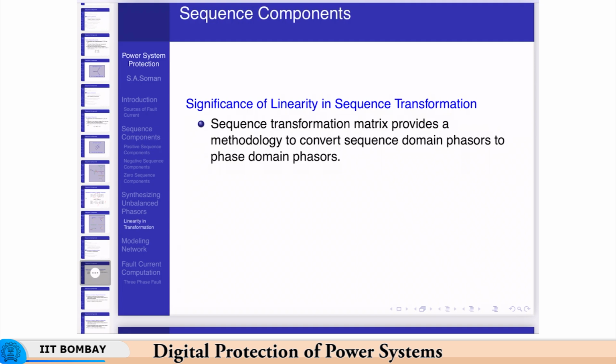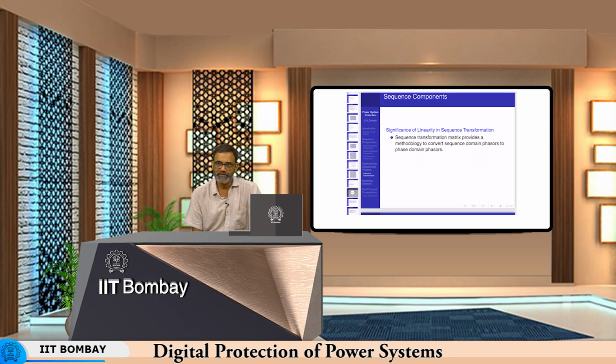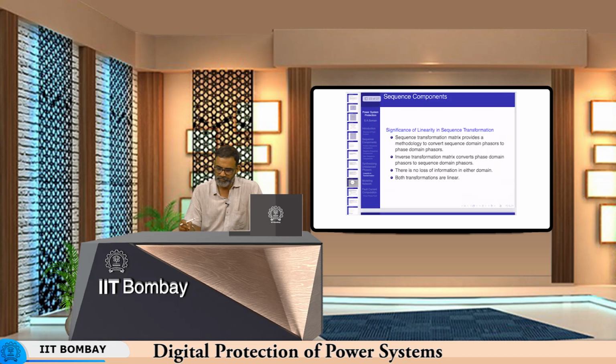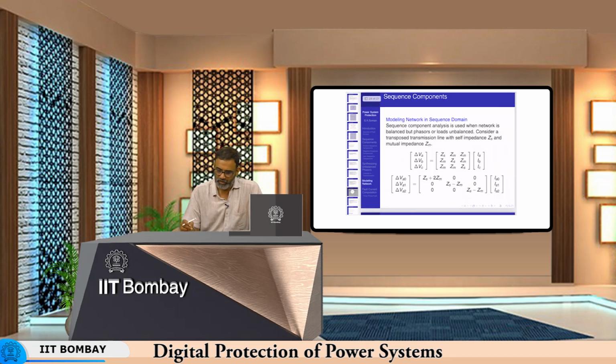As we said earlier, from a computation standpoint, there is not much to be gained by doing your fault current computations in the sequence domain. You can as well do it in the phase domain. The computers are powerful enough to handle that. It is only the insight that the sequence domain transformation gives you that is the reason why we still persist with it, not just from a computation viewpoint. Since it is a linear transformation, there is no loss of information while going from one domain to another, and both the transformations in themselves are linear. So, we will have a quick look at modeling in the sequence domain before we stop.